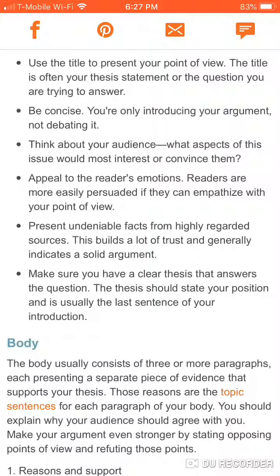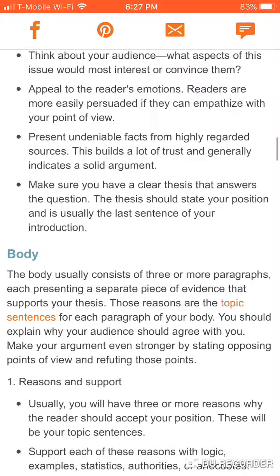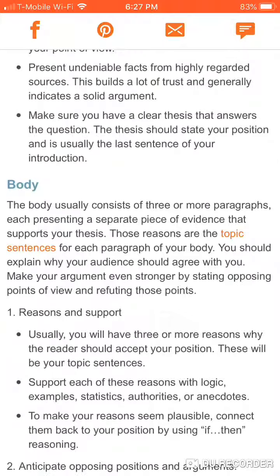Each reason is a support. Usually, you will have 3 or more reasons why the reader should accept your position. This will be your topic sentence. Support each of these reasons with logical examples, statistics, authorities, or anecdotes. To make your reasons seem plausible, connect them back to your position by using if, then, reason.